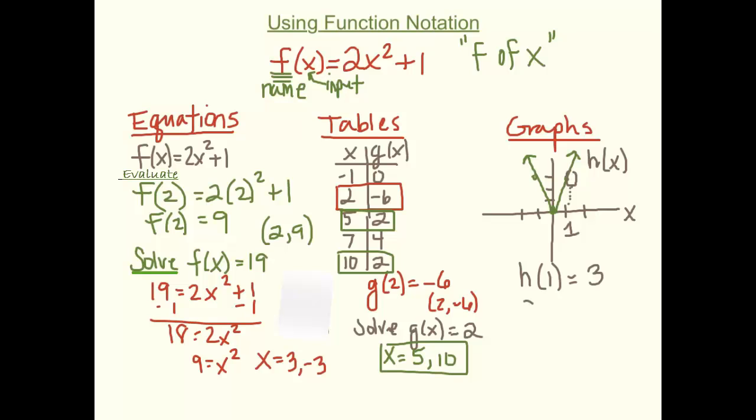If I wanted to solve h of x equals 3, then I'm wondering which inputs yield an output of 3. So that means I need an output of 3, meaning I need a y value of 3. So I think there are 2 points that have a y value of 3, when x is negative 1 and when x is positive.